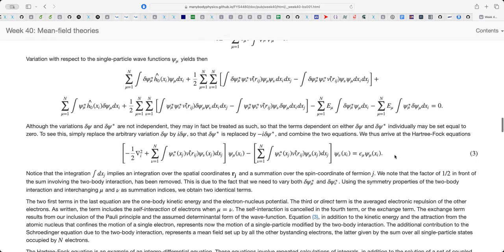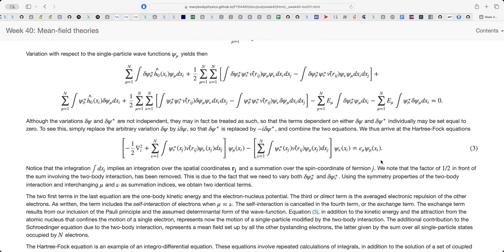And then you arrive at, when you vary with respect to one of these parameters, then you end up with these equations which you have here. And you have to identify the epsilon mu as your energy, the single particle energies. Now, if you look at this as it is stated here, this is a direct term which you have, and this is the exchange term.